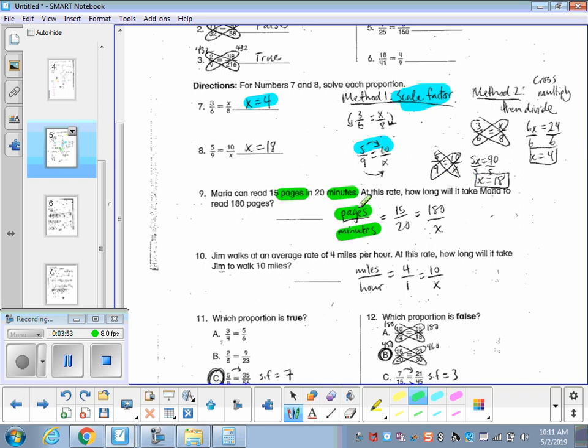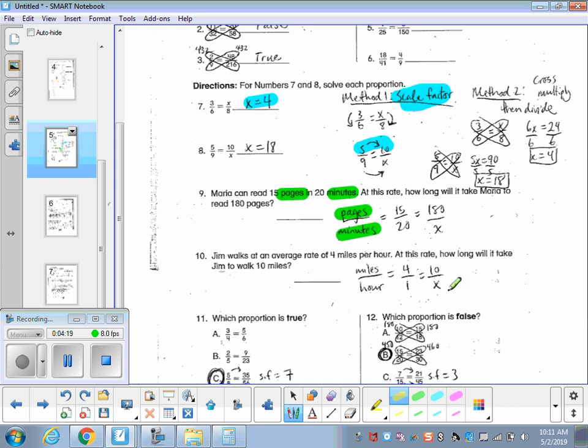Now, if pages is in the numerator, I'm going to put the 180 in the numerator with pages, and the unknown, the amount of time it will take her, is down here in the denominator. So it's up to you to read the problem carefully to figure out what the unknown is and where to put the x. The second word problem here also has the unknown in the denominator. I don't want you guys to think that the x is always supposed to be in the denominator.